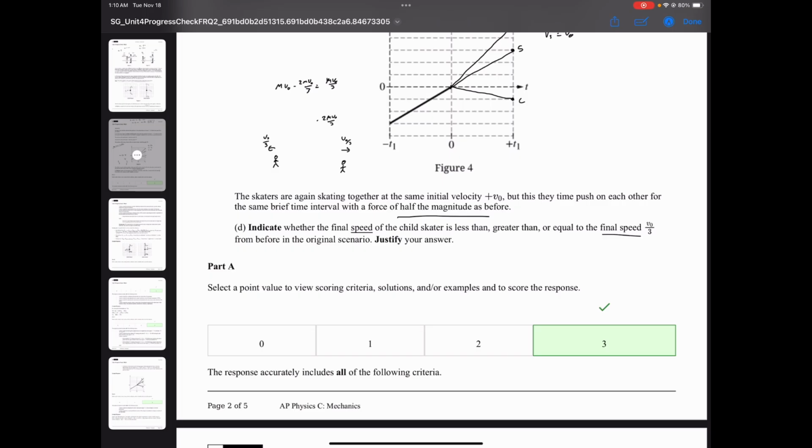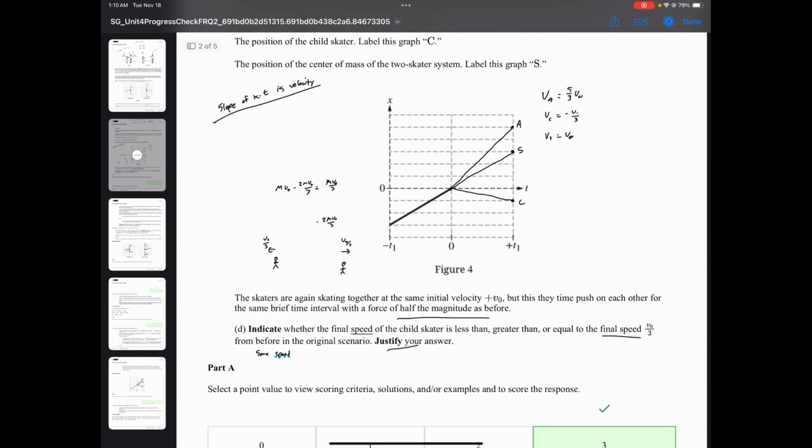So it's asking about the speed, and his final speed is actually going to be the same. Justify your answer, and that's basically the justification. You reason that the change in momentum for the child is half as much, but because of what his velocity is, his velocity was v naught over 3 to the left for the original situation, and then for the new situation where it's half the impulse, his velocity is v naught over 3 going to the right. So that's the justification for that one.